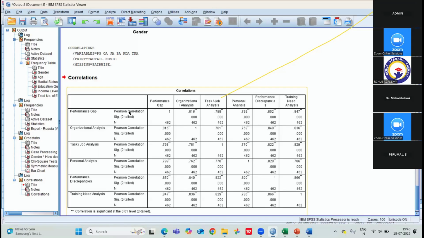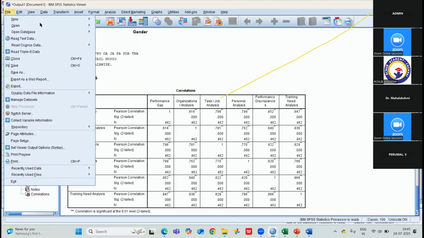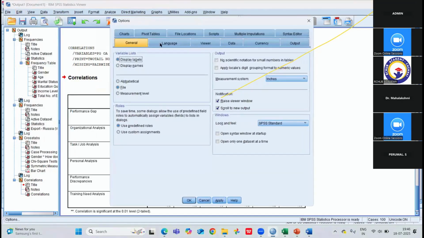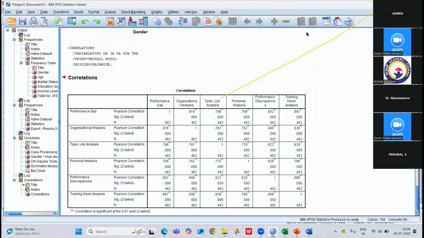Please check the settings, ma. Go to the file option, go to the edit option. There is something called options. When you click on options, it will give you various settings for the output. Just clarify whether you have the right settings, because I cannot explain this in this session. But if time permits, in the SPSS class I will let you know.